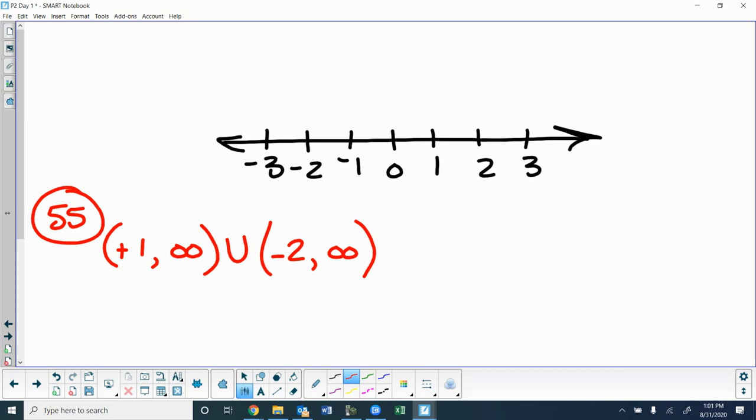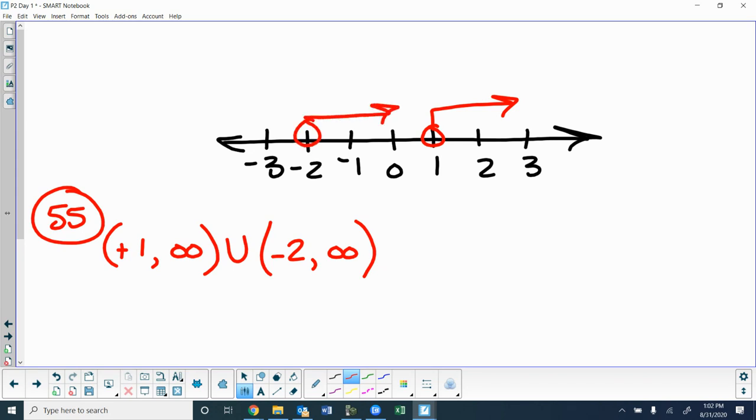So this, in the red here, is called interval notation, and they wanted us to graph this set. So what I do is do each one separate, and then I put them together. So from +1 to infinity, the parentheses tell us that we're not including that number, so it's a circle, and towards positive infinity. And then this is the same deal. -2 to infinity, we're not including the -2, so it's a circle, and towards positive infinity.